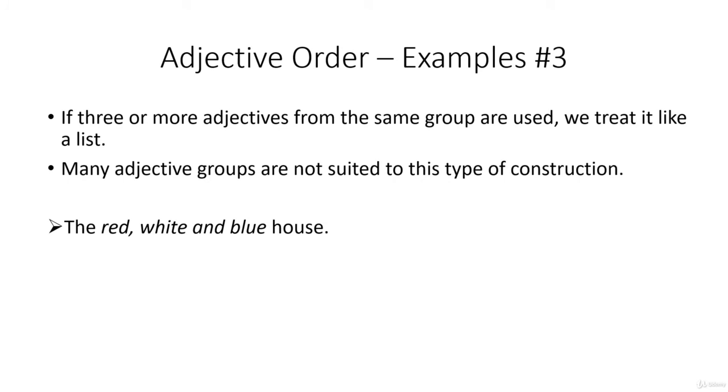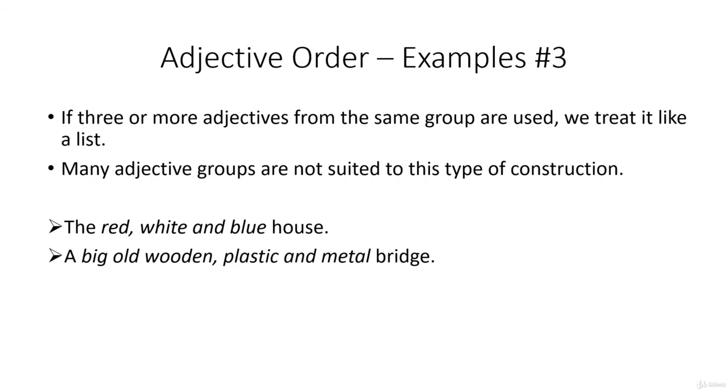So the red, white, and blue house. So red, white, and blue all come from the color group, and we treat it like a list: red, comma, white, no comma, and blue. And if we have other groups with it, we'll have the big old wooden, plastic, and metal bridge. So big and old come from different groups. So we just have that with blanks as usual, and then the wooden, plastic, and metal we treat like a list. We have the big old wooden, comma, plastic, and metal bridge. So no comma between big and old and wooden, and none at the end before and.